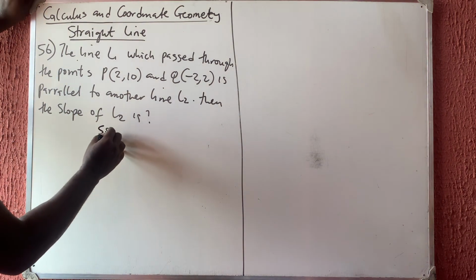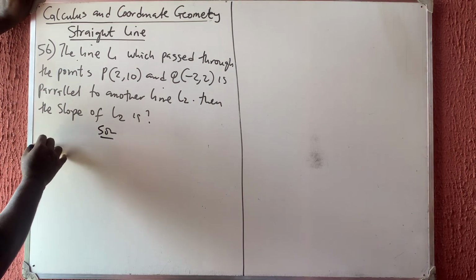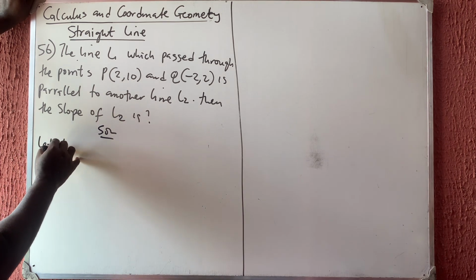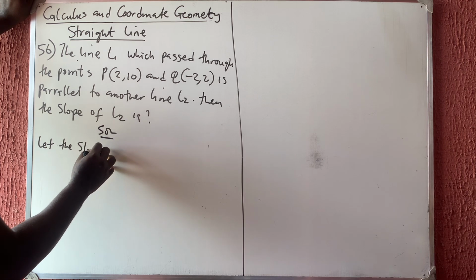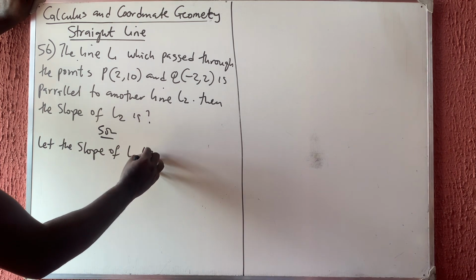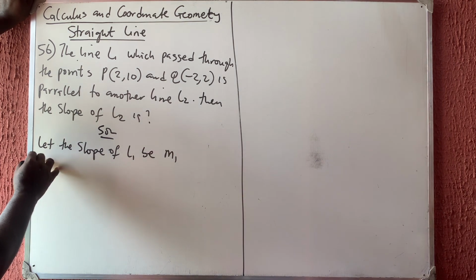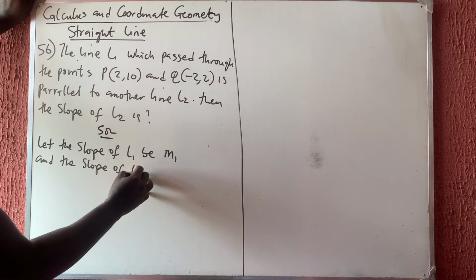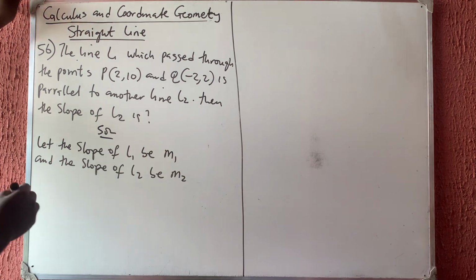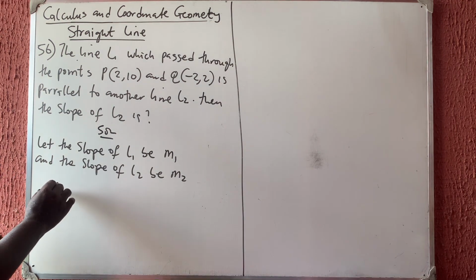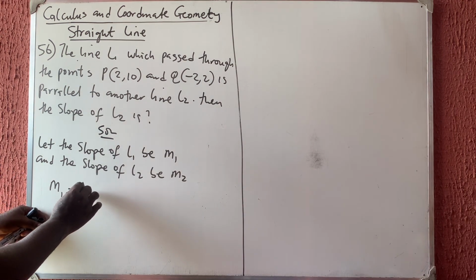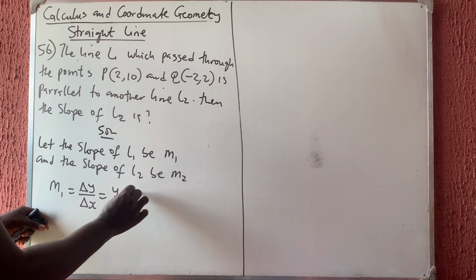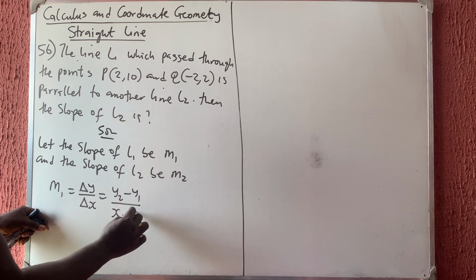Solution. Let the slope of L1 be M1 and the slope of L2 be M2. So let us find M1. M1 is equal to what? Slope is change in y over change in x. Don't forget, which is y2 minus y1 all over x2 minus x1.